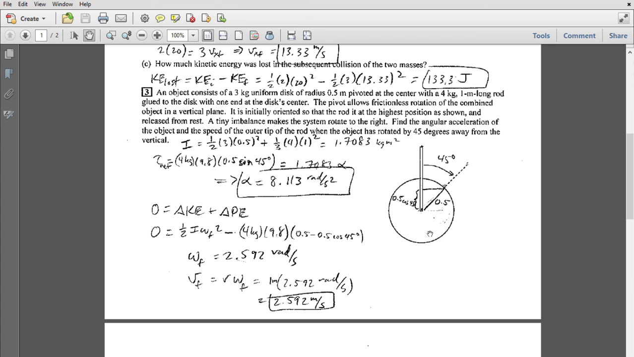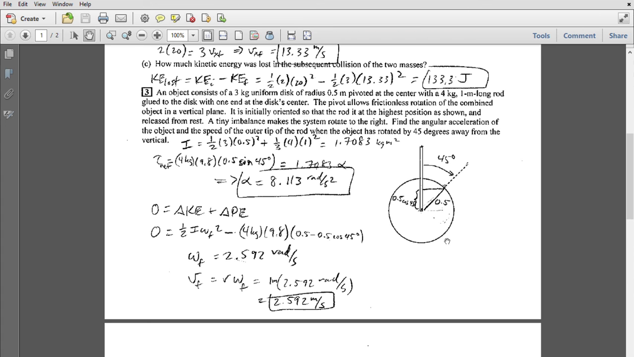3. Here's an object that is a 3 kilogram uniform disk of radius 0.5 meters, pivoted at the center, and it also has a 4 kilogram 1 meter long rod glued to the disk with one end at the disk's center. So you have to look at the figure to see what the object looks like. The pivot allows frictionless rotation of the combined object in a vertical plane. It is initially oriented so that the rod is at its highest position as shown, and released from rest. A tiny imbalance makes the system rotate to the right.